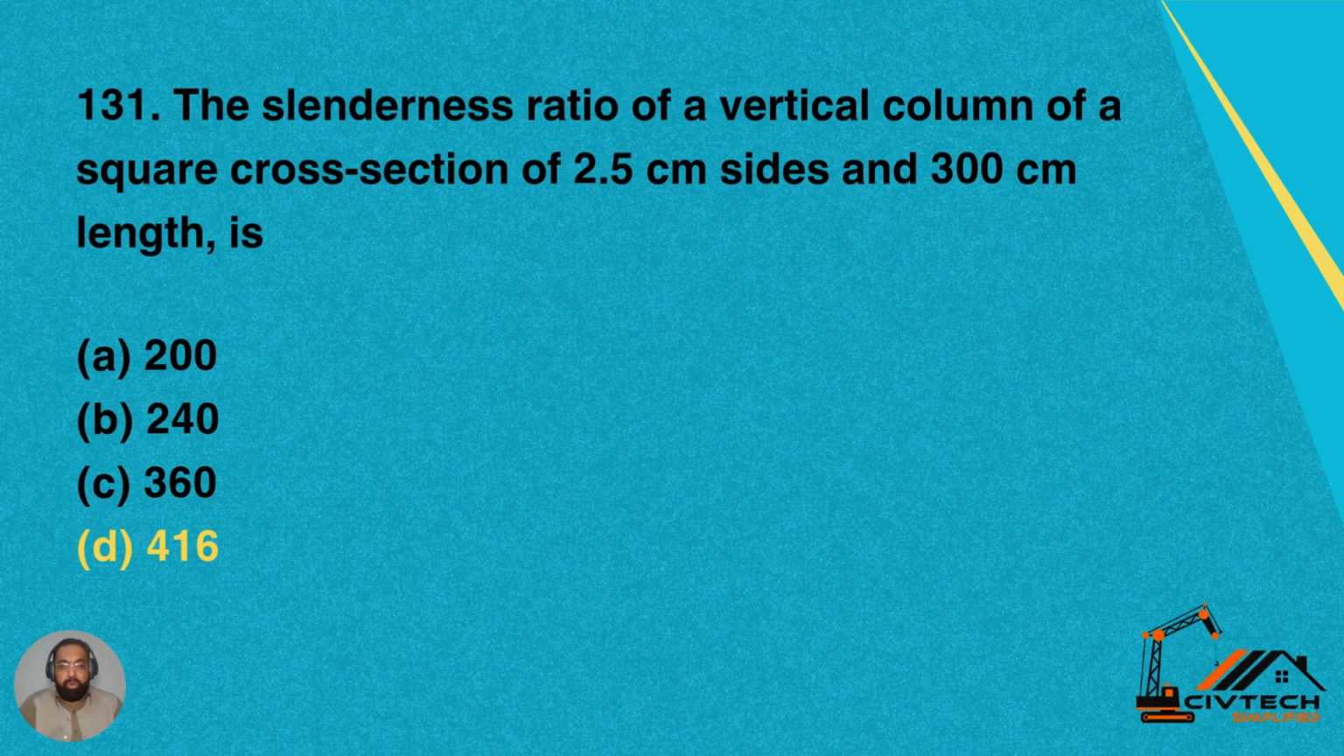131. The slenderness ratio of a vertical column of a square cross section of 2.5 centimeter sides and 300 centimeter long is. What is the slenderness ratio? Option A is 200, option B is 240, option C is 360, and option D is 416. So D is the correct answer for this question.